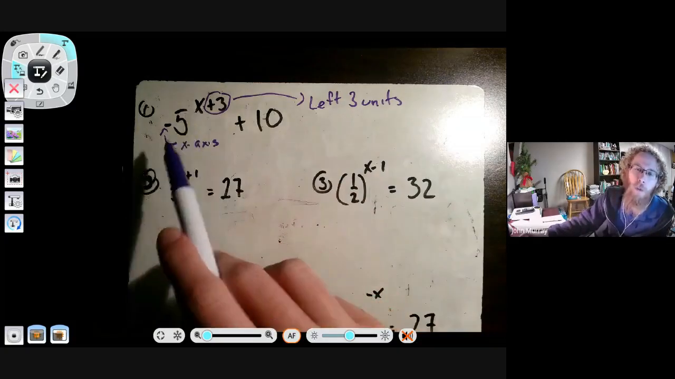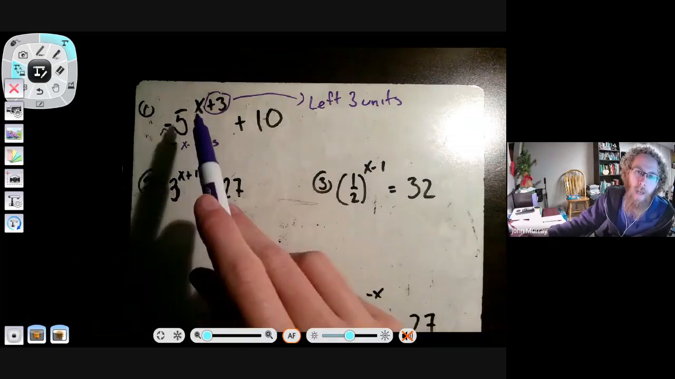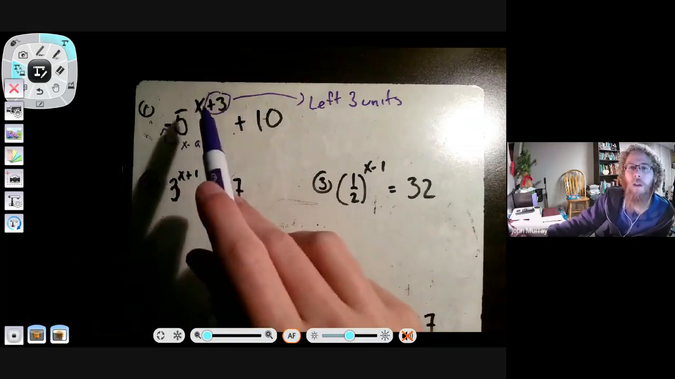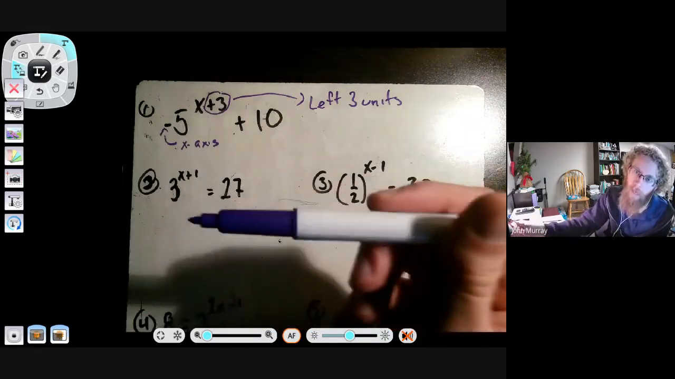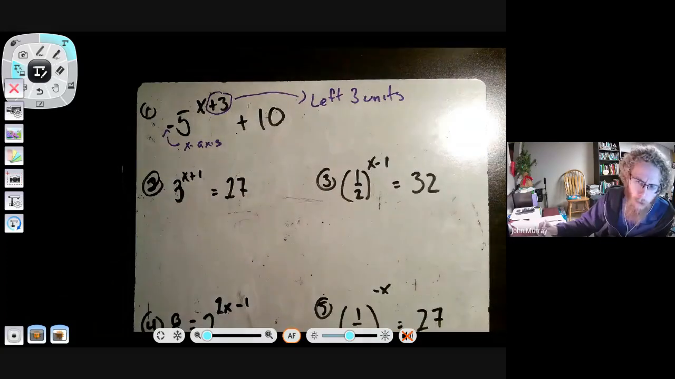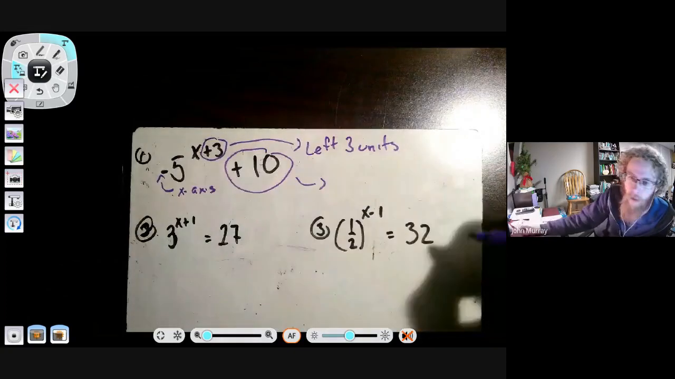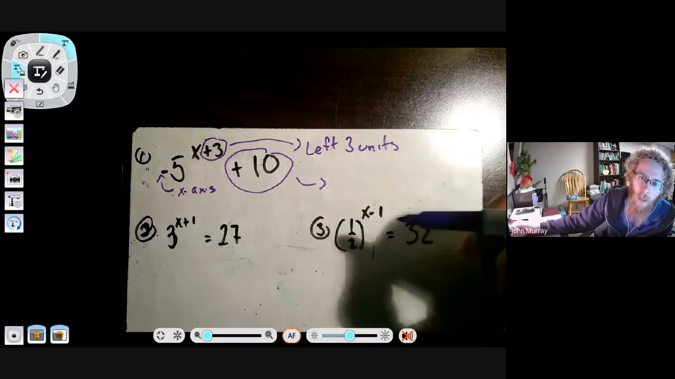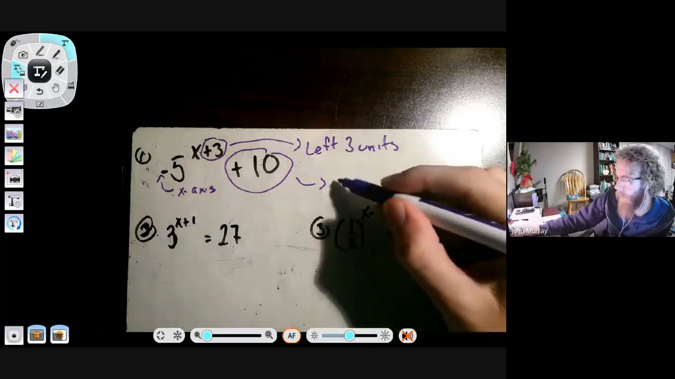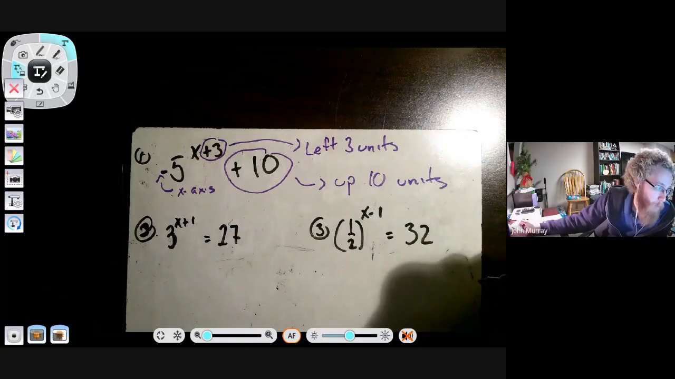So originally if I plug in 0, I would get 1 plus 10. But now, in order to get that 0 as an exponent, I need to shift my x to -3. That's kind of one way to look at it. Again, if you have your own method or your own reasoning, stick with that. And then this +10 on the outside, when it's on the outside, it moves up or down. And that one follows common sense. So that one is up 10 units.